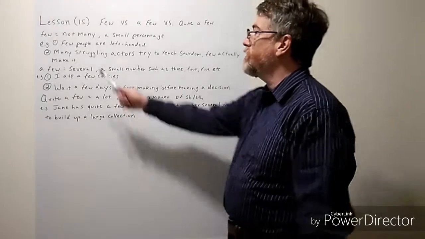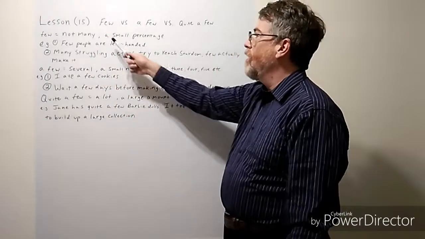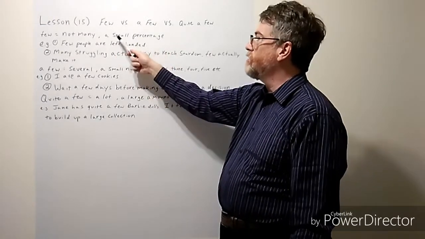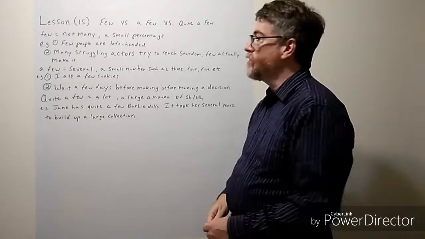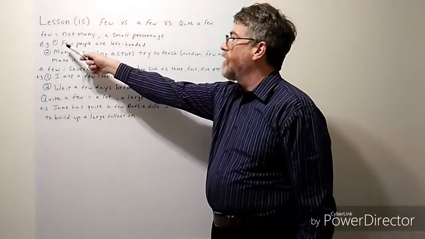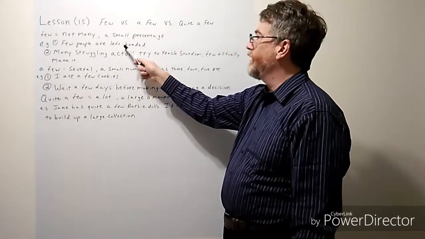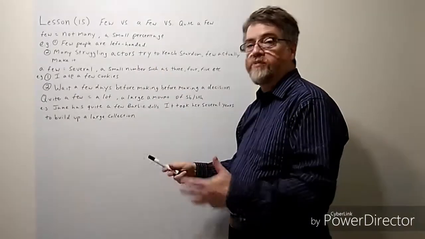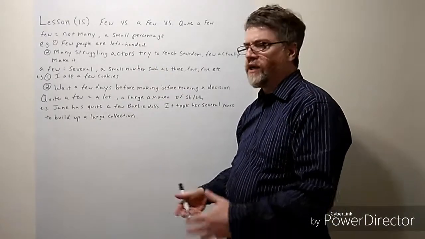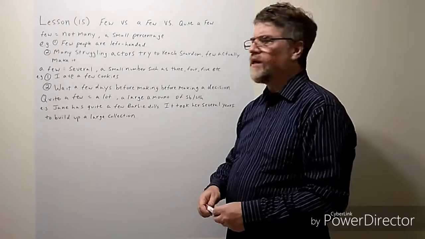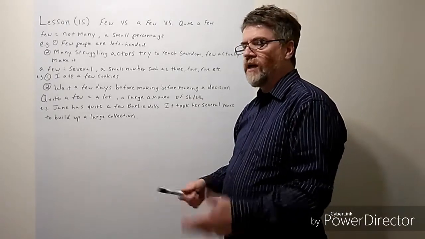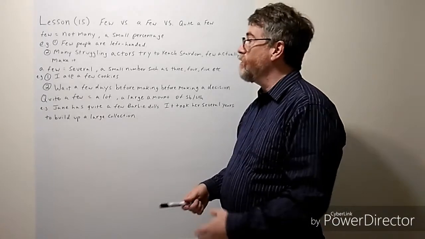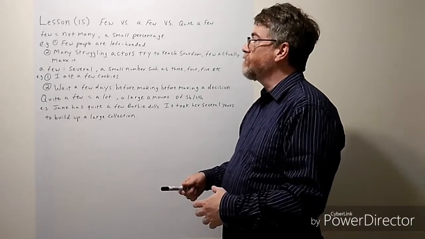Now, few, of course, means not many, or this is the key part, it also means a small percentage. All right. So let me give you some examples. Number one, few people are left-handed, which means a small percentage of people are left-handed. I forget the exact number. I think I read once it was between like 5 and 6% of people on the earth are supposed to be left-handed. That would mean not many, or a small percentage.